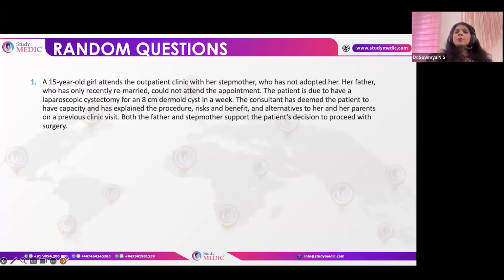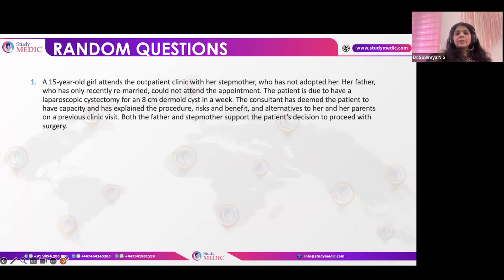Next. So this is a very important thing because between 13 to 16, 16 to 18, and more than 18, how do you go about it? Okay, let's look into this scenario. A 15-year-old girl attends outpatient clinic with a stepmother who has not adopted her. Her father, who has only recently remarried, could not attend the appointment. The patient is due to have a laparoscopic cystectomy for an 8 centimeter dermoid cyst in a week.